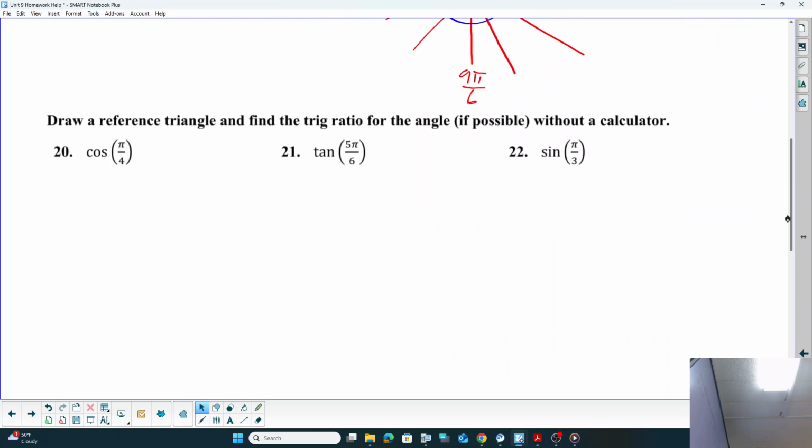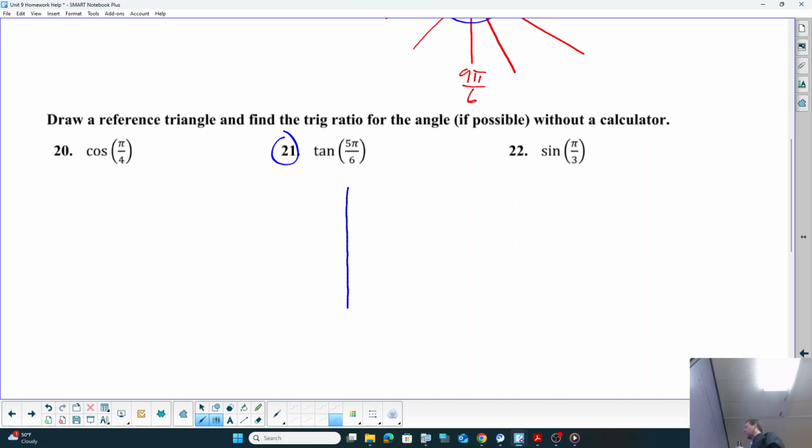9.3. So now the main event, we want to draw a reference triangle and find the trig ratio for the angle possible without a calculator. Okay, here we go. It's not too bad. So let's start on 21. If you're not sure where 5 pi over 6 is, you could always convert it to degrees, right?